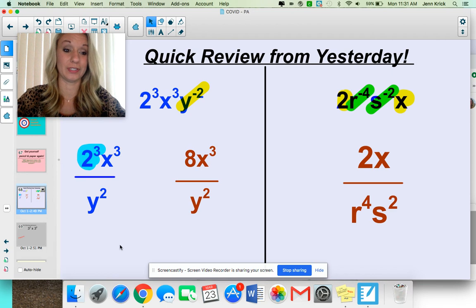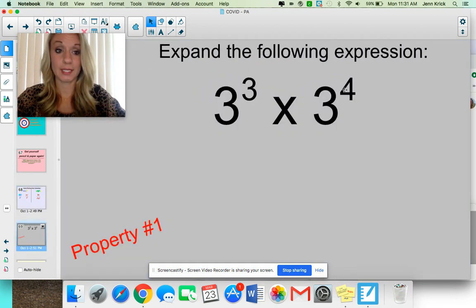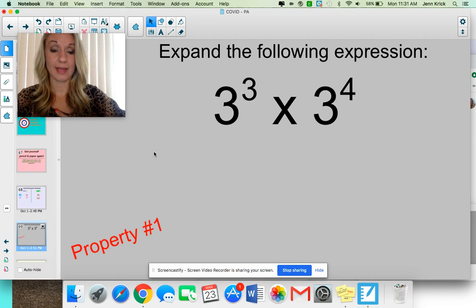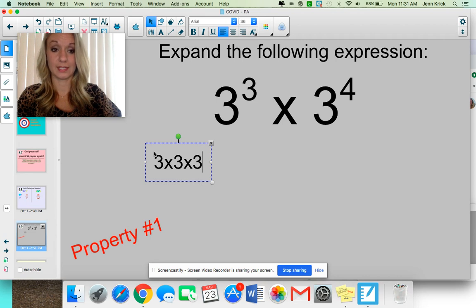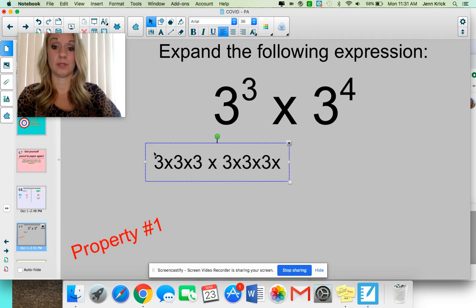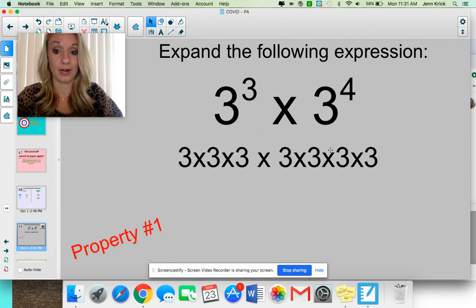Let's move forward. So here we go. If I asked you to expand this expression, what would it look like if you wrote this out? Okay, so if I had 3 cubed times 3 to the 4th, to me, if I expanded that, that would look like, all right, I've got 3 times 3 times 3. That takes care of my 3 cubed times 3 times 3 times 3 times 3. Now, that's pretty much doing the most, especially for our honors class here.